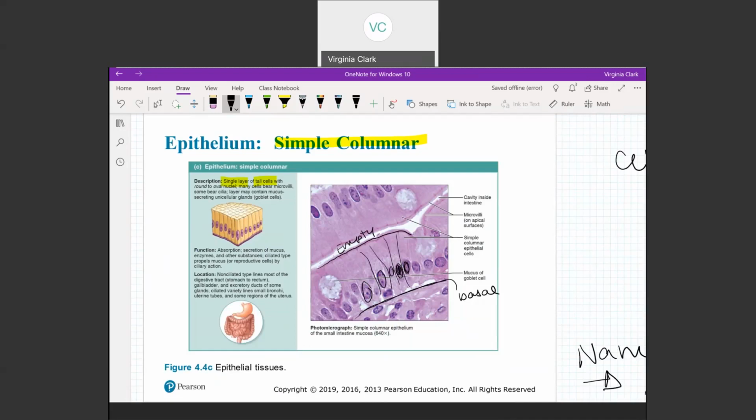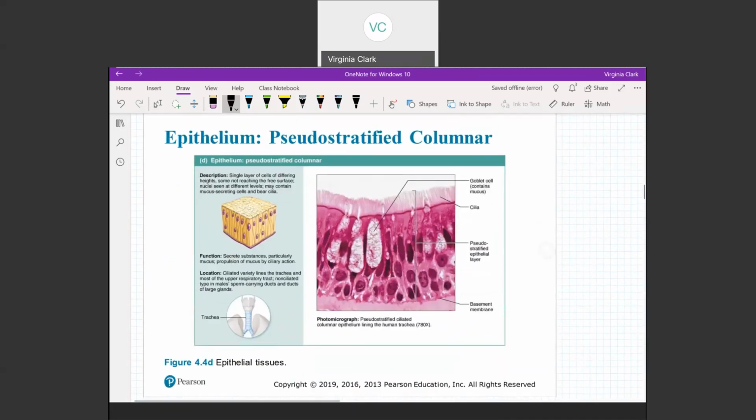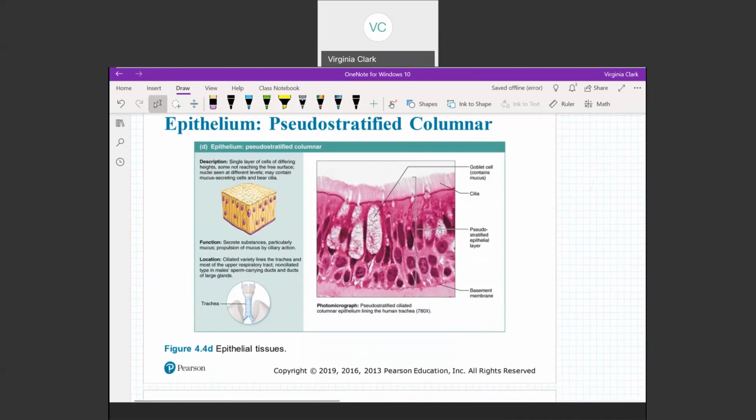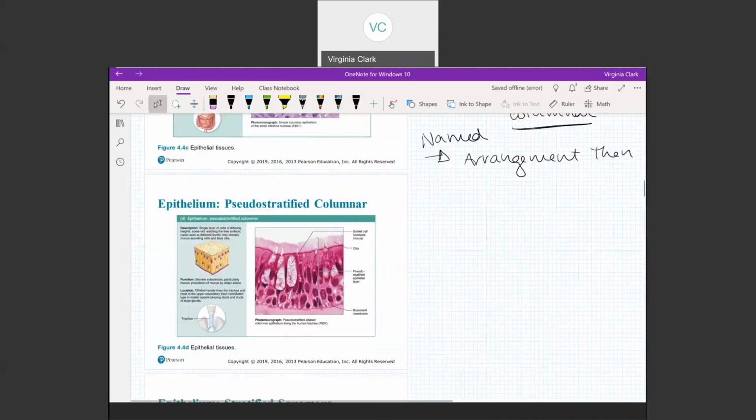Okay, so another type of cell you actually have is something called pseudostratified columnar. Pseudostratified columnar. So this is going to be an extra special one.